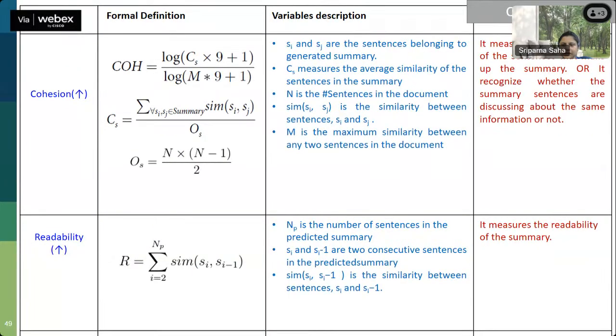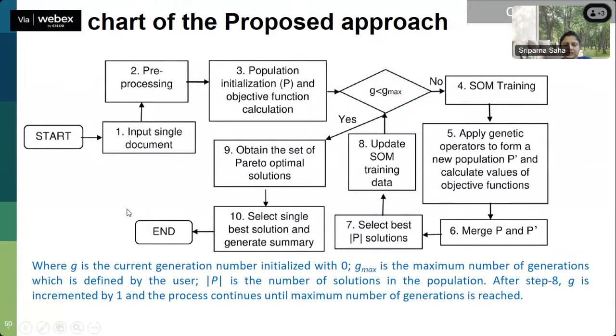Cohesion basically measures the relatedness of the sentences that make up the summary, or it recognizes whether the summary sentences are discussing the same information or not. And readability means it is checking whether the sentences are highly related. It improves the readability of the document or not. So this is the proposed approach.